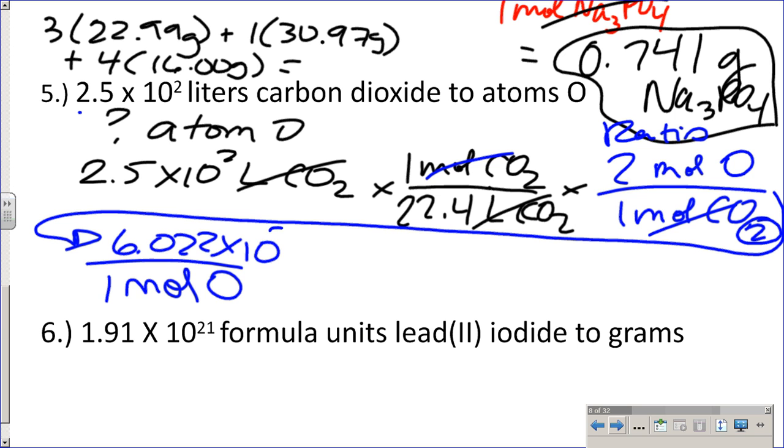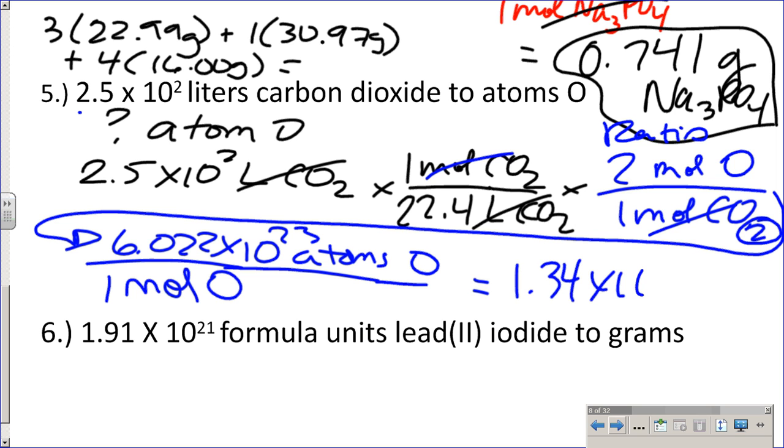6.022 times 10 to the 23rd atoms of oxygen. So anytime you're going for moles to particles, you always use Avogadro's number. That is 1.34 times 10 to the 25th atoms of O.